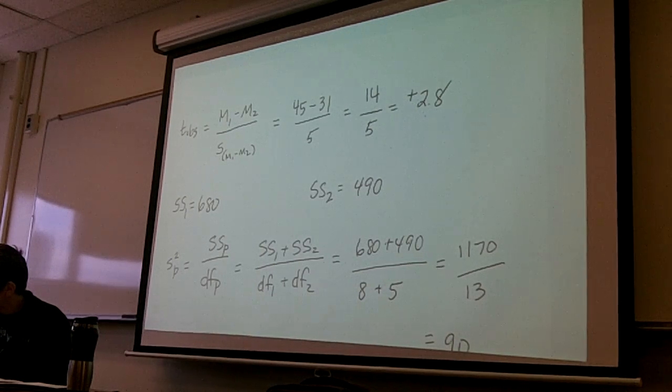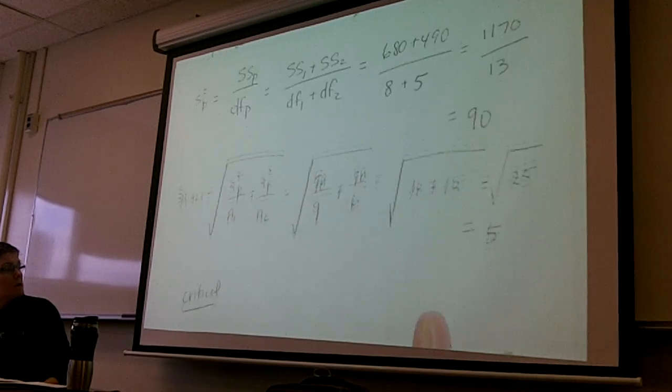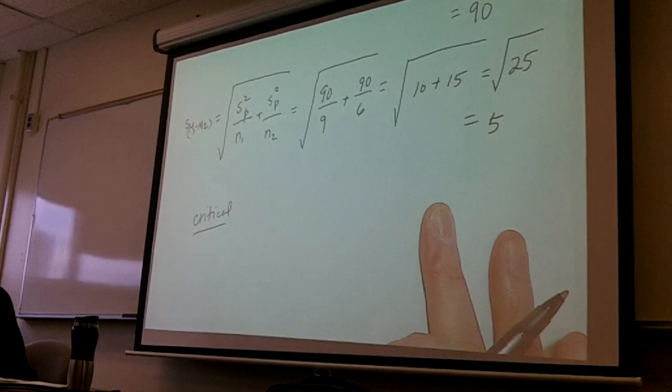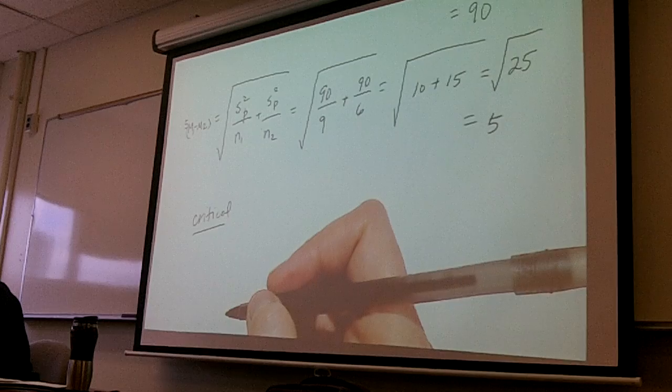What's the critical value? We're doing a two-tailed test, and alpha is 0.05. So what was our critical value? What did you say it was? 2.16? Yes. 2.16?